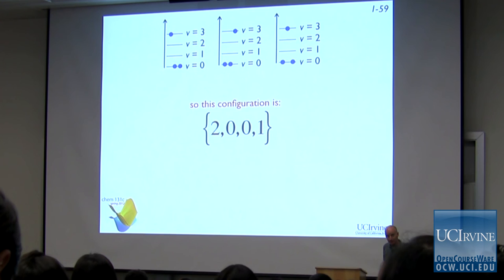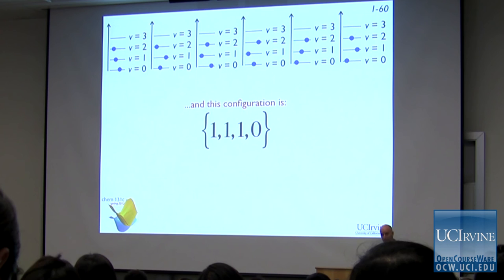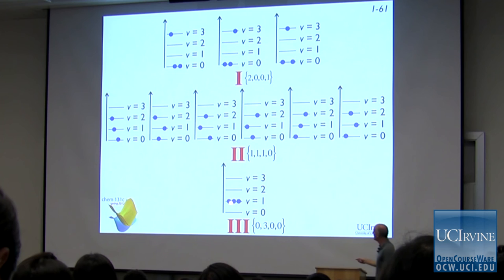You with me? Look at this guy. That's a 1, that's a 1 right there, and then 0. That guy describes the configuration of all of these. Okay, so we've got this shorthand notation that we can use for the configuration. This guy is 0, 3, 0, 0, boom.